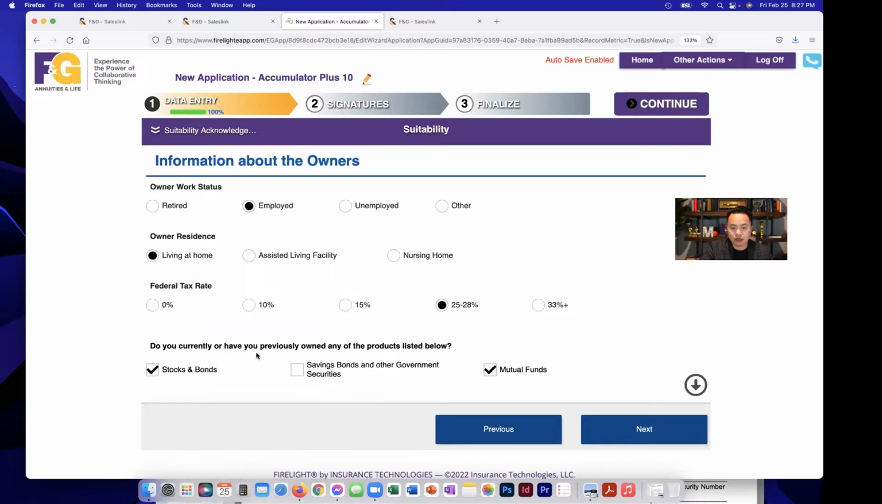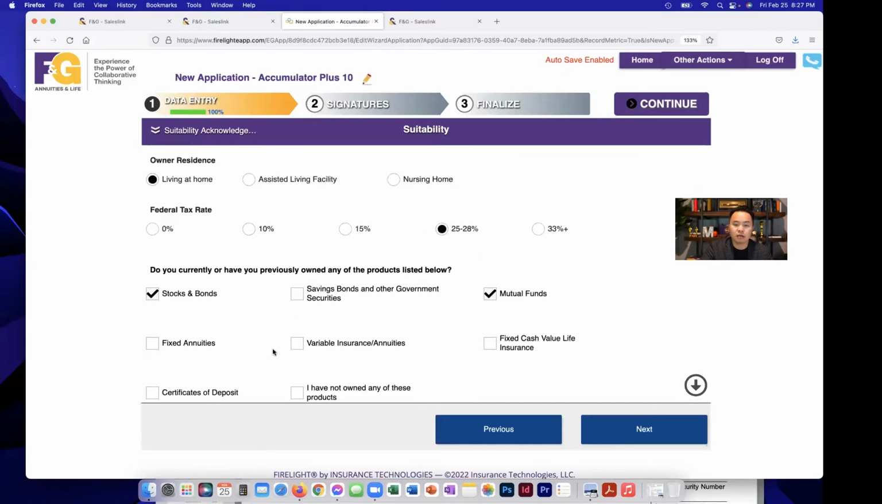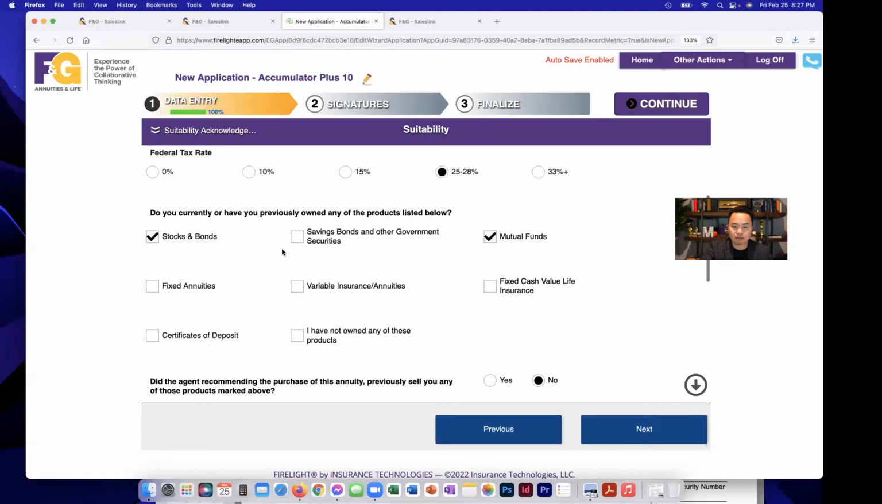Do you currently or previously own any of the products listed below? You need to click at least 2: stocks and bonds, mutual funds. Unless they don't have stocks and bonds, they have fixed annuities or CDs. You need to have at least 2 of them in there. If you say I do not own any of these products, this application is not going to go, because it's just going to be an automatic reject. They need to show some kind of experience.